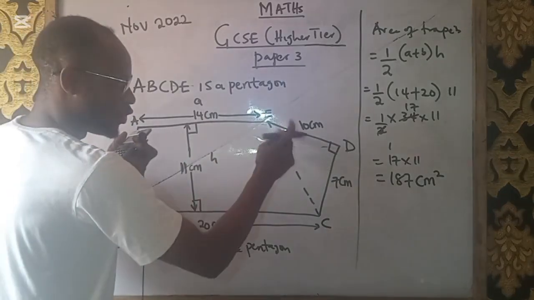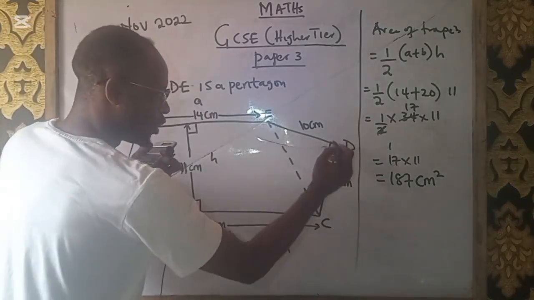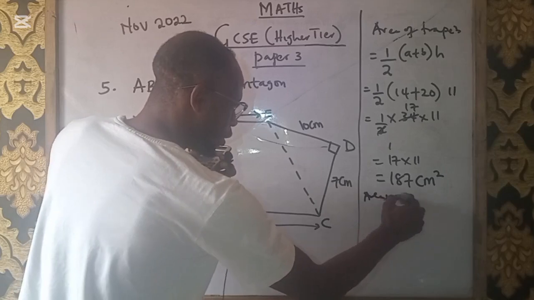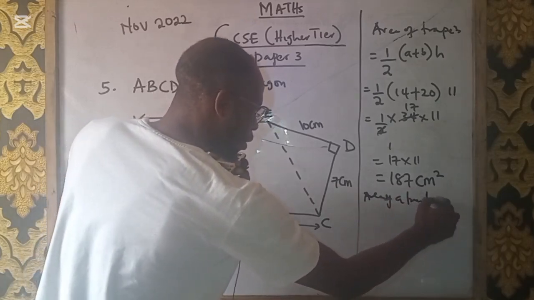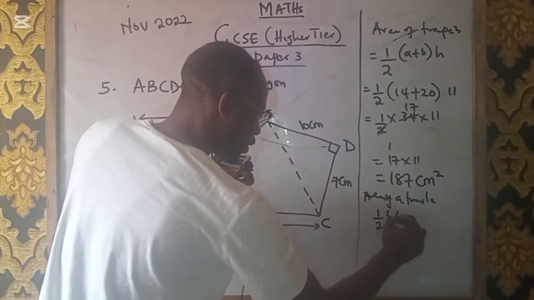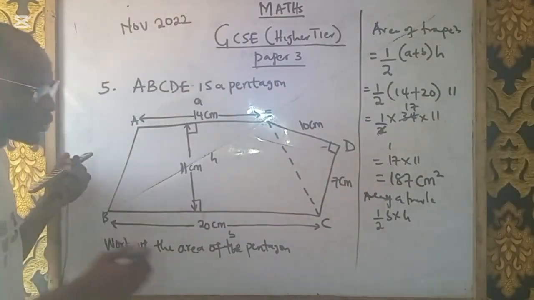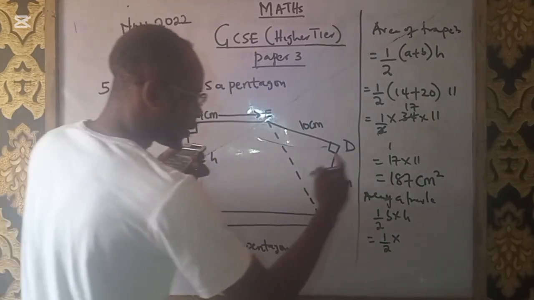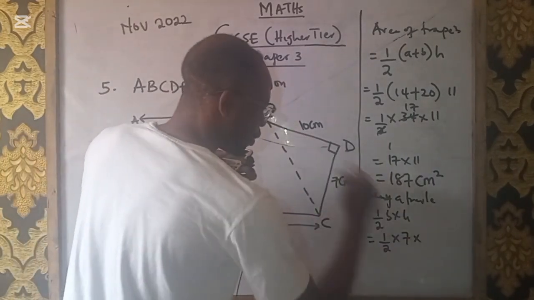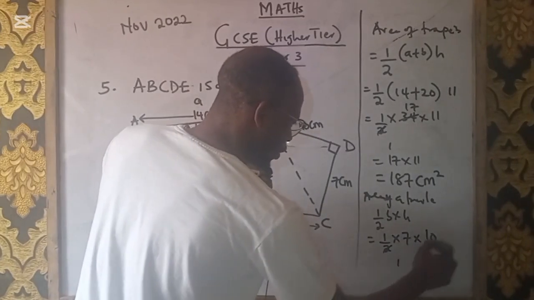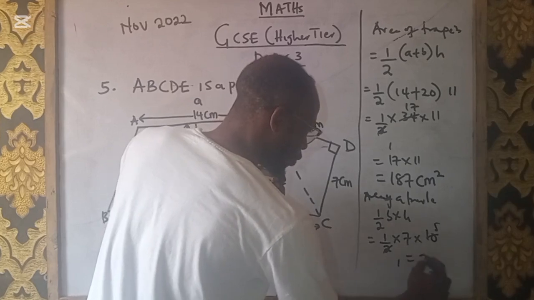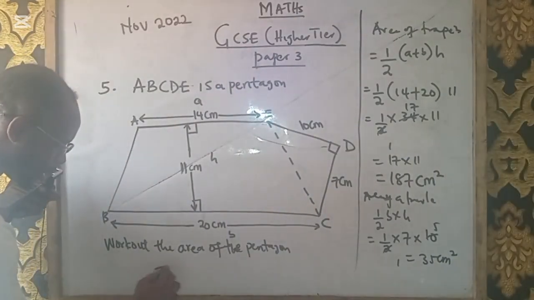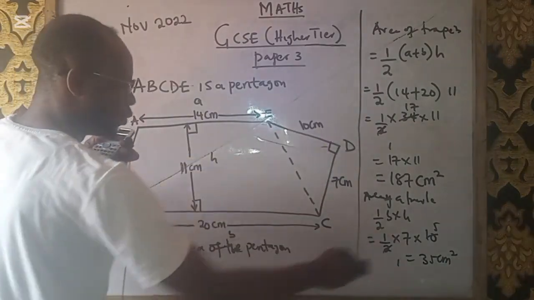We need to work out the area of this shape here. This shape is a triangle. So area of a triangle is half base times height. So that gives us 1 over 2 multiplied by the base. The base is 7 and the height is 10. So 2 here 1, 2 here 5. So 7 multiplied by 5 is 35 centimeter squared. So the area of the pentagon will now be, you add the two areas together.